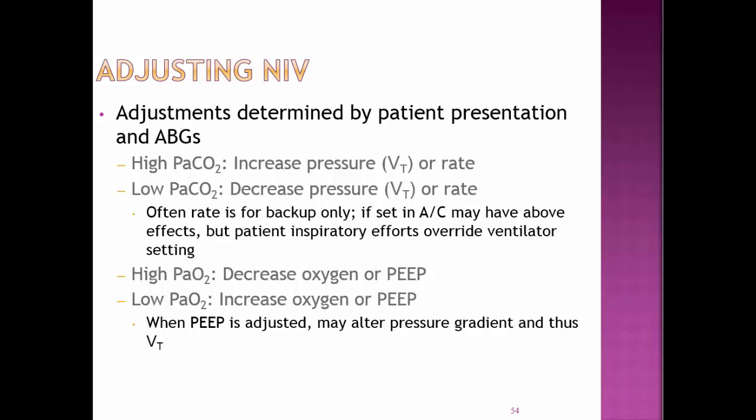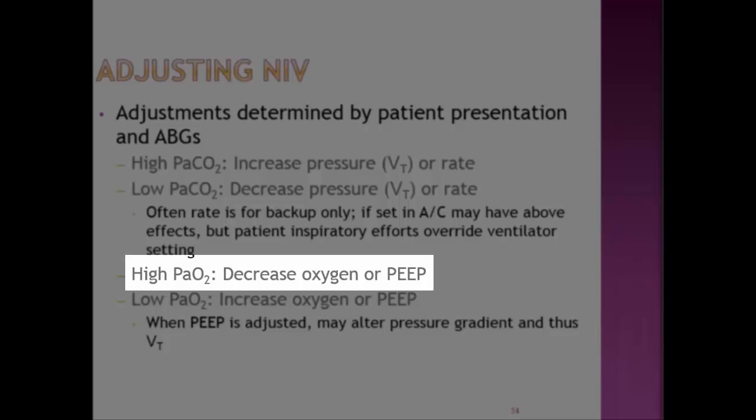Many times in this setting, the rate is for backup only. If set in assist control, you may have the above effects, but patient inspiratory efforts override the ventilator settings. To adjust oxygenation, if you have a high PO2 level, decrease the oxygen or decrease the PEEP. Okay, and the PEEP here is the EPAP, expiratory positive airway pressure.